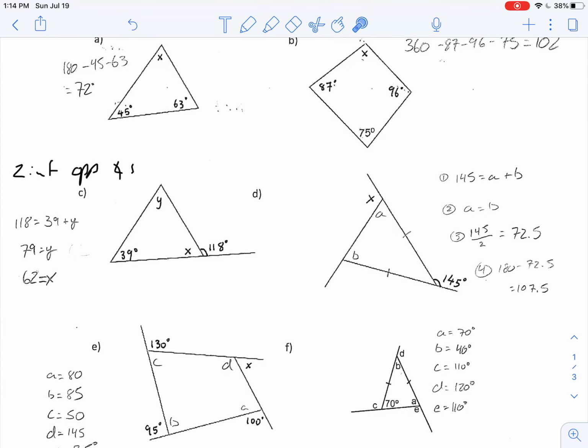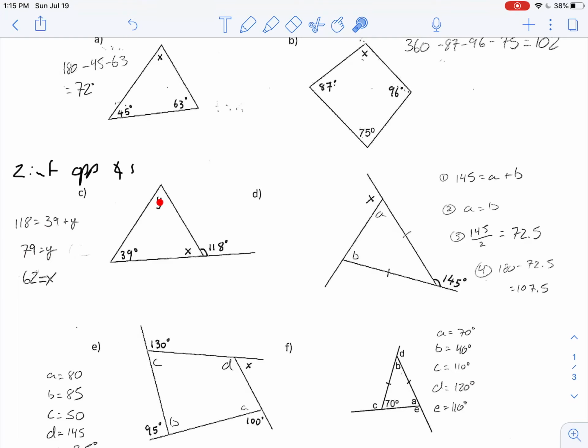1c, I need to find x and y. Okay, so two variables. You can go about it a couple ways. I decided to go using the exterior angle of a triangle is equal to the sum of the two opposite interior angles. So I have 118 is equal to 39 plus y. Solve for y. I end up getting 79 as my y value.